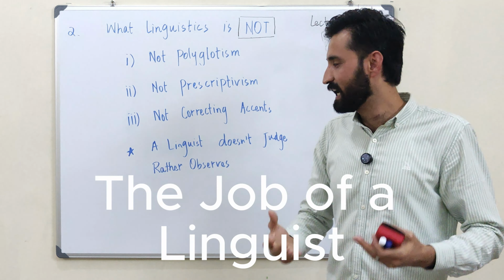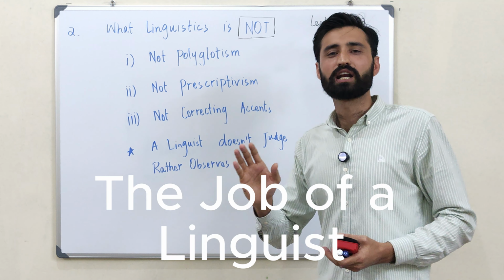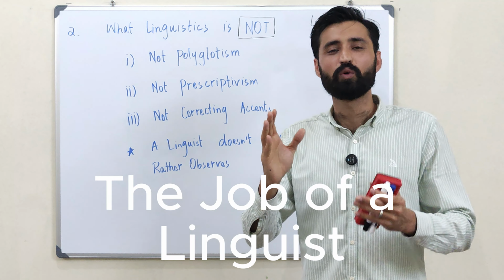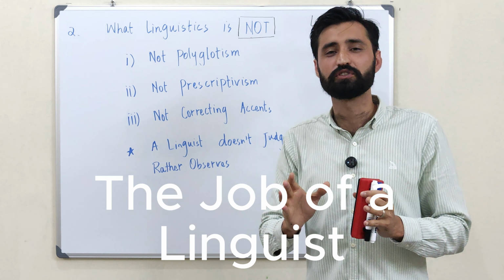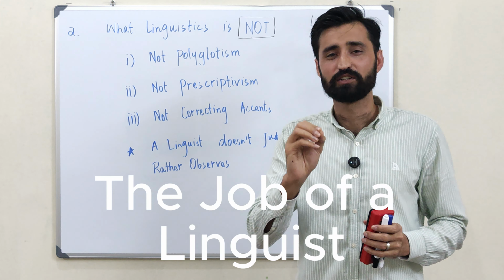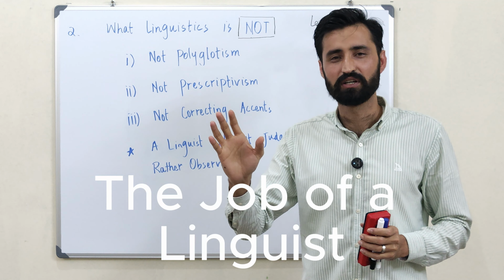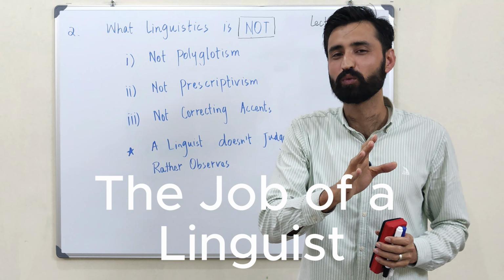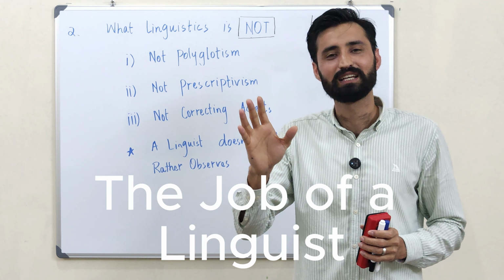So, what do we get at the end of the day? A linguist does not judge, rather observes. So, we as linguists, we do not judge, rather we observe. Now, let me give another example. For example, there is a scientist. So, what does a scientist do? He observes nature. And the same goes for a linguist. What does a linguist do? He observes a language.